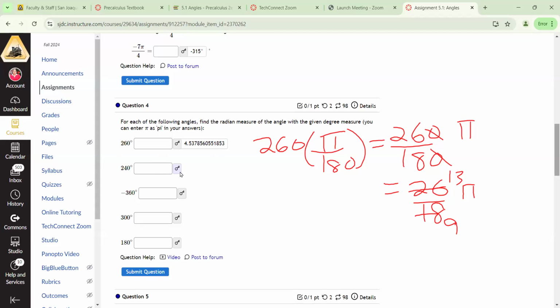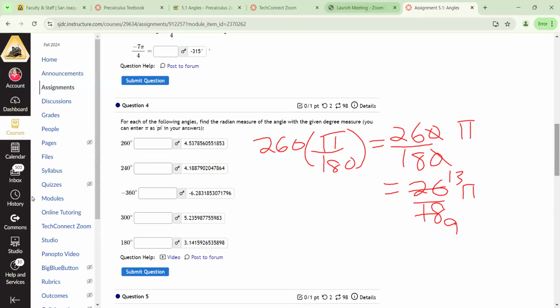Same way, 240, you will multiply with pi over 180 and get the answer. Negative 360 simply means the opposite rotation. So it's clockwise, negative 2 pi. And then calculate 300 degrees, multiply with pi over 180, and then 180, multiply with pi over 180. So it will be just pi, which is 3.14159 on the calculator always.